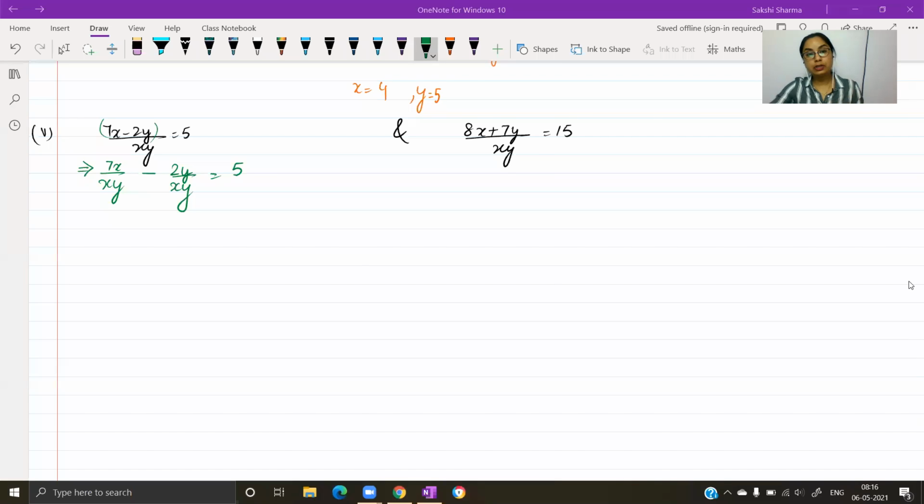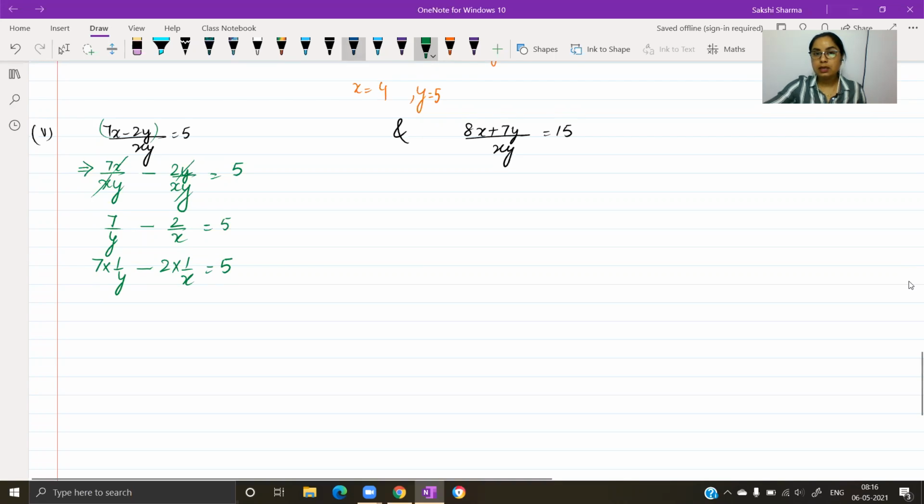On simplification, you get this as 7 over y, x gets cancelled. The other one, y gets cancelled and you get 2 over x equals to 5. Now this resembles the very first pair of equations given to you. Separating the coefficient, you can write this as 7 multiplied with 1 over y minus 2 multiplied with 1 over x equals to 5. And then you may replace these variable parts with new variables. Keep in mind the order is different.